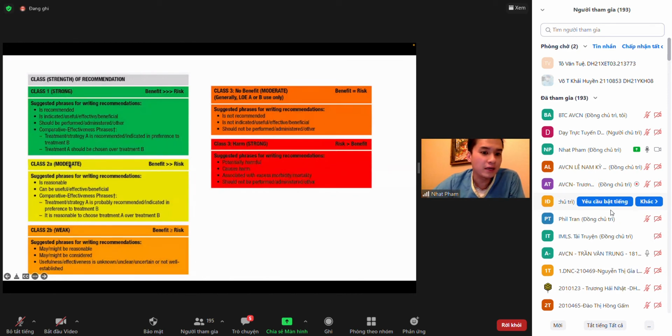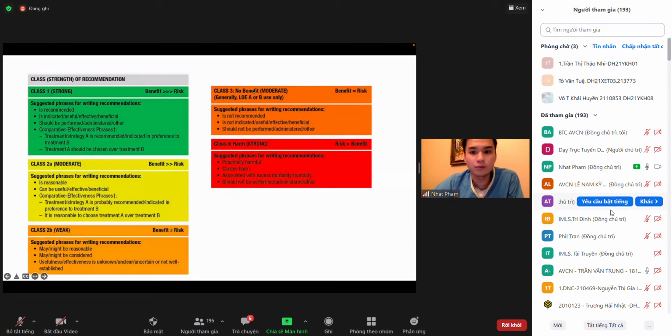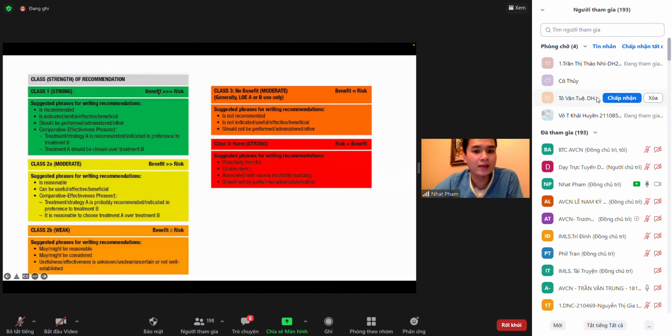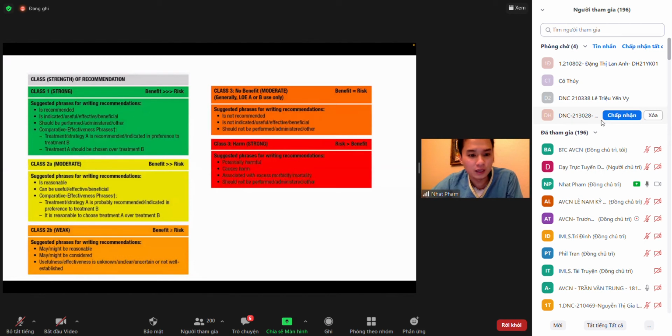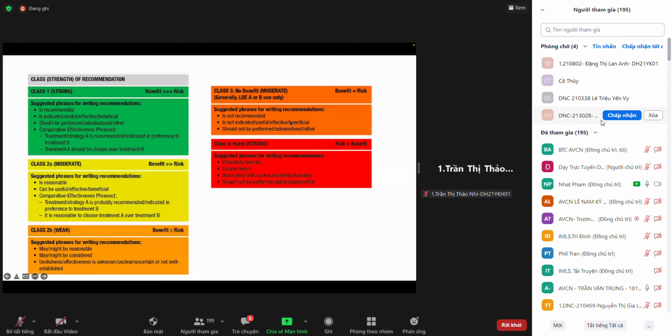Class 2A means moderately recommended, 2B means weak, and class 3 means no benefit. Class 1 is when the benefit is much greater than the risk. For class 2A, the benefit is also somewhat greater than the risk. For class 2B, the benefit is greater than or equal to the risk. For class 3, no benefit, it is equal, and for class 3 harm, it is strongly not recommended. It means that the risk is higher than the benefit.